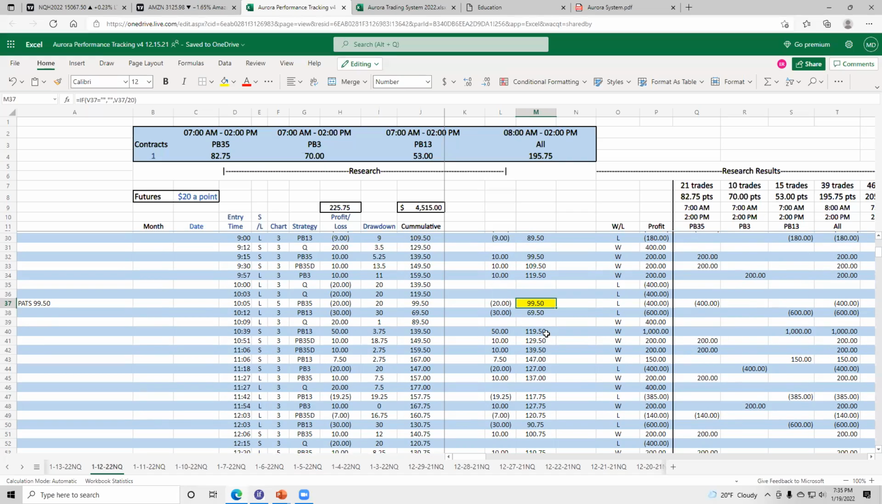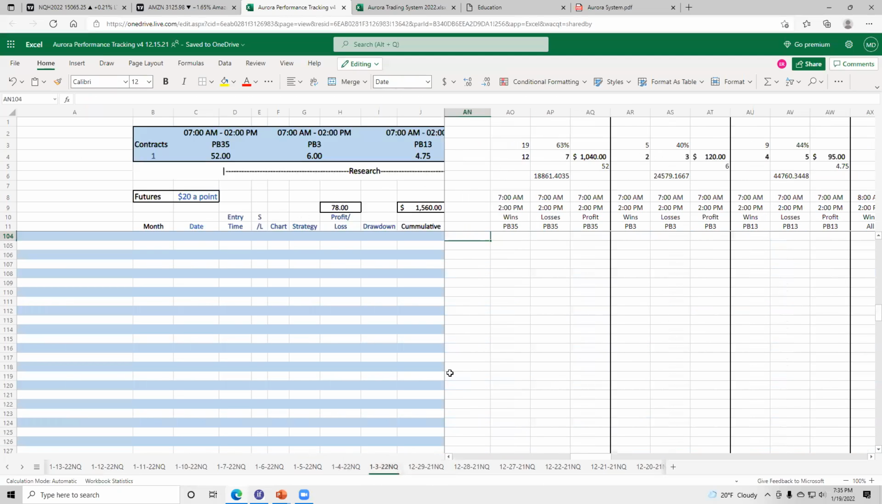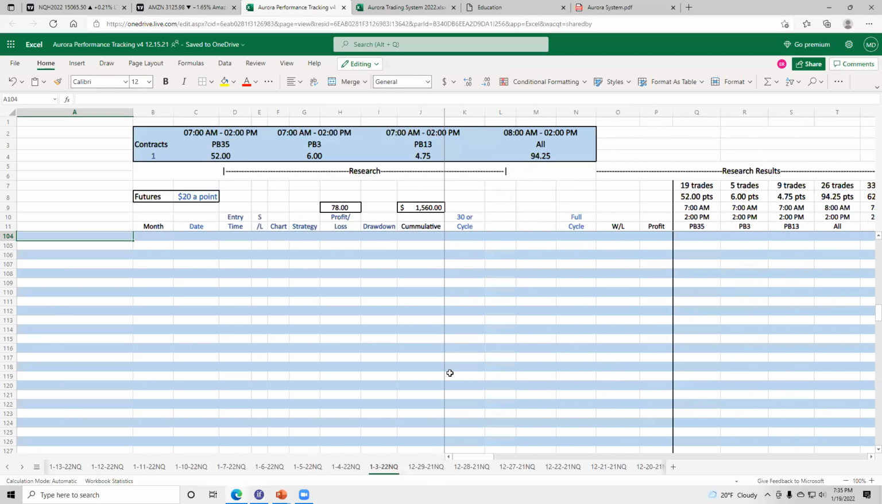So that's the concept of using PATS. And I can randomly pull up most any day here and show you where PATS ended up. Some of these are pushed over a little bit.